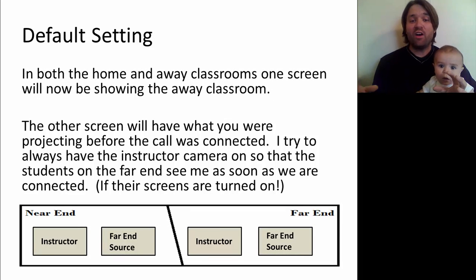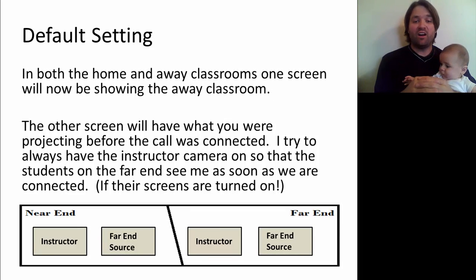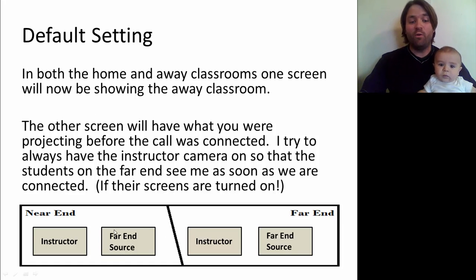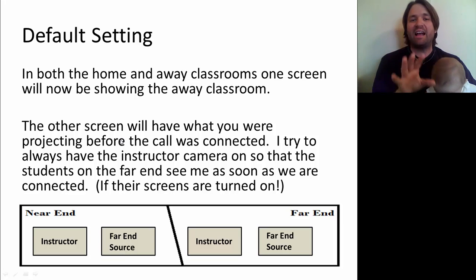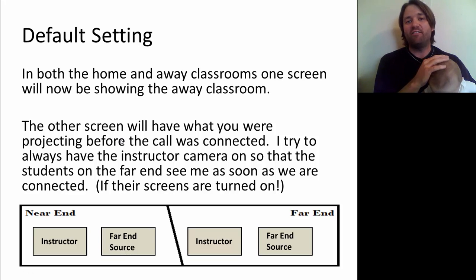So when the home and the away classes are connected, this is what's going to happen. Whatever you were projecting before, which automatically would be the instructor camera, but it can be whatever, is going to be on one screen, and the far end source is going to be on the other. That is usually the student camera. The camera that's facing the students on the far end is going to now be one of each pair of screens. The screens on the far end are going to exactly mimic what you have on your end.